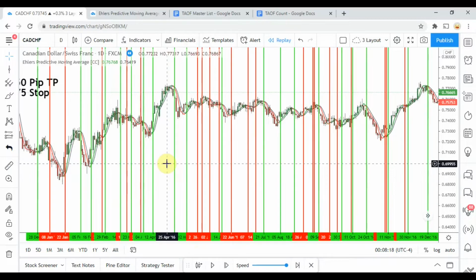So let's add these up and see what we get out of this. So we have 1, 2, 3, 4, 5, 6, 7, 8, 9, 10, 11, 12, 13, 14, 15, 16, 17, 18, 19, 20, 21, 22, 23, 24, 25, 26, 27, 28, 29, 30, 31, 32, 33, 34, 35, 36, 37, 38, 39, 40, 41, and 42.